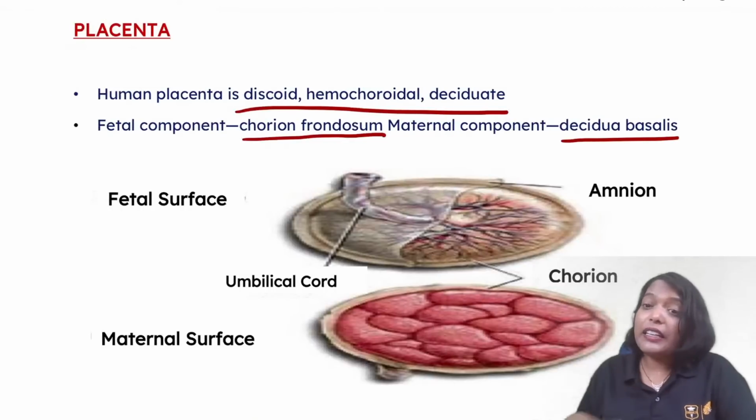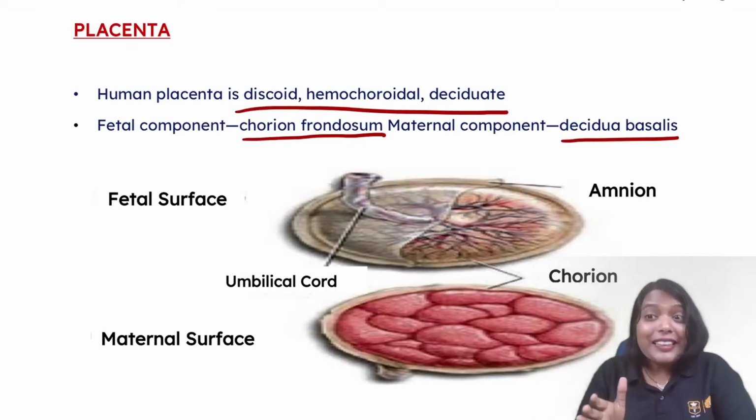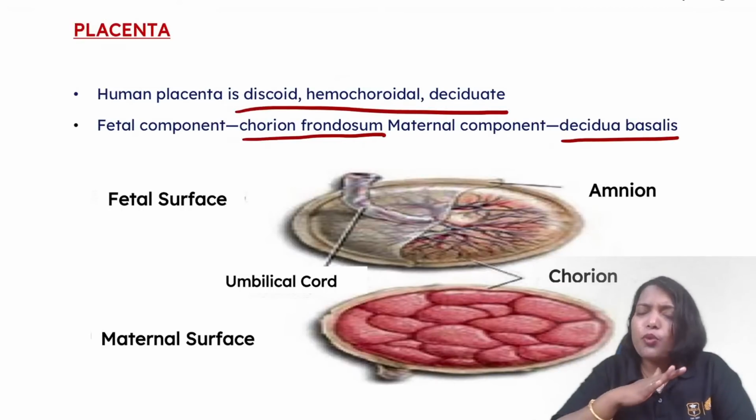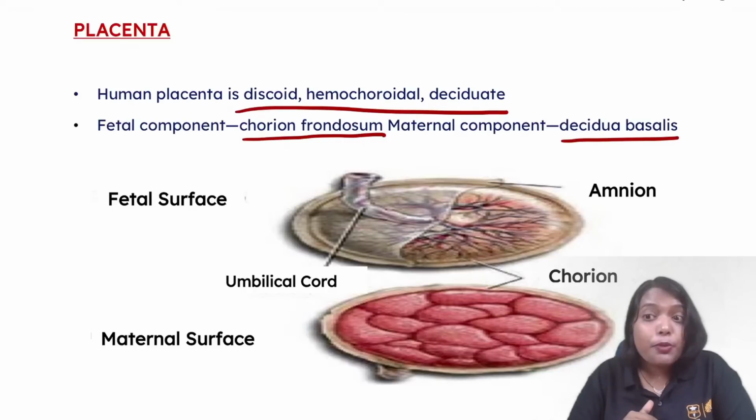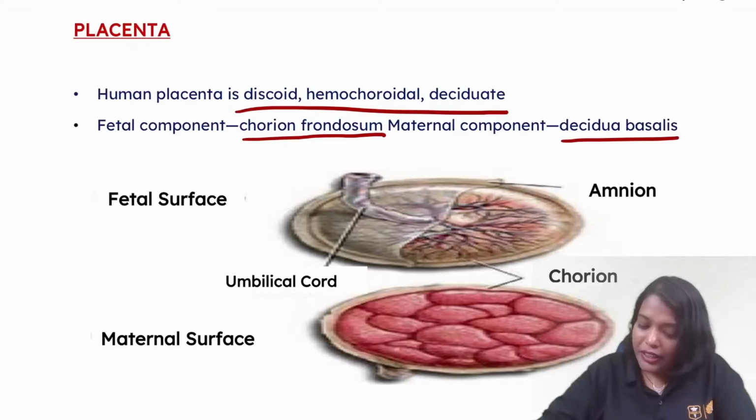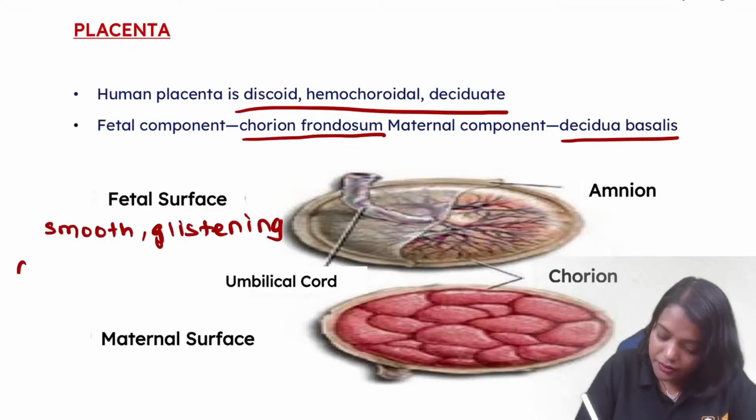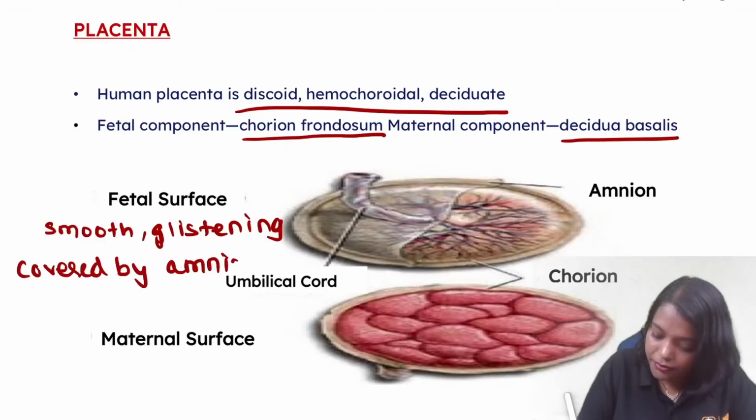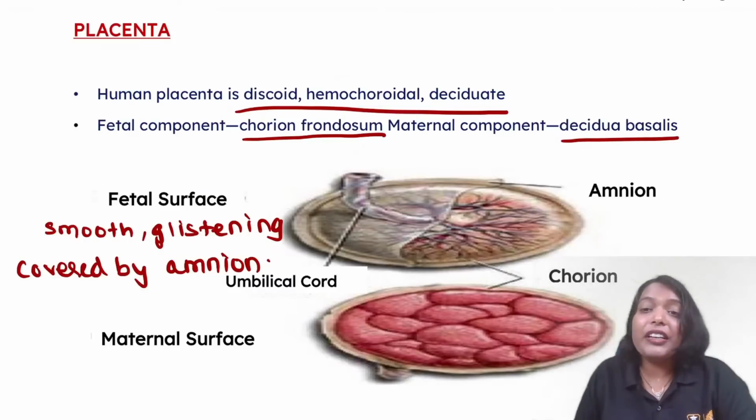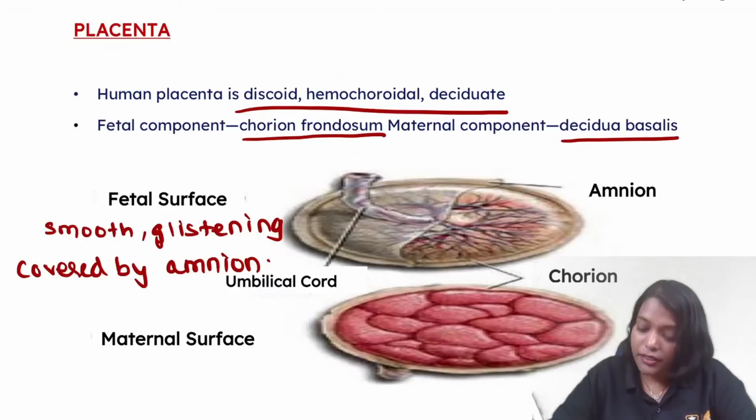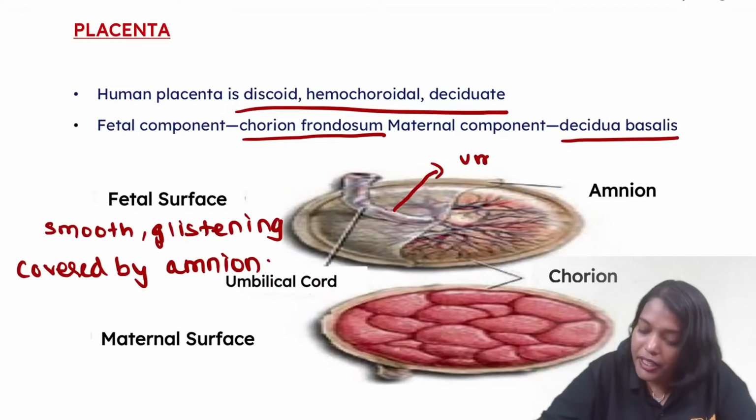You would have seen the placenta in your labor room. The fetal surface of the placenta will be smooth and glistening. Why is it smooth and glistening? Because it is covered by amnion. So the fetal surface is smooth, glistening, covered by amnion. And in the center of the fetal surface, we will have the umbilical cord.